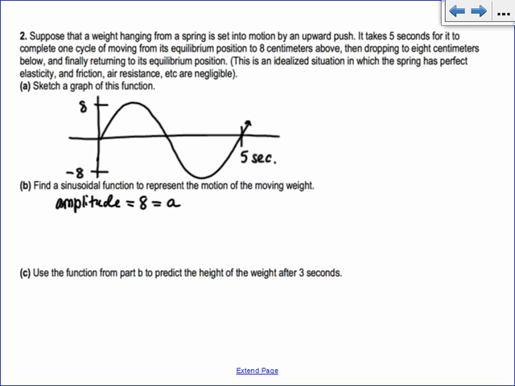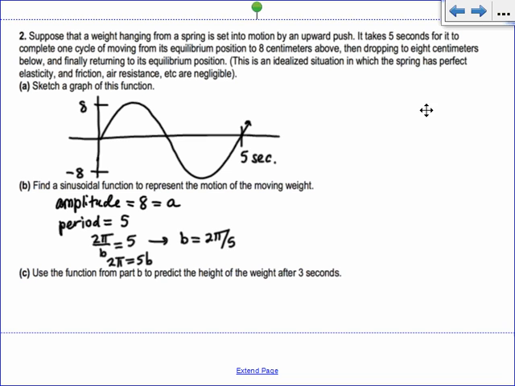All right. What's our period on this one? Yeah, it takes a total of 5 seconds. Okay, so if I want to find the B value, the period is always equal to 2 pi over B. So 2 pi over B equals 5. Can we solve for B? What do we get? So I need to multiply it over for you guys. So we get 2 pi equals 5B, so B equals 2 pi over 5.